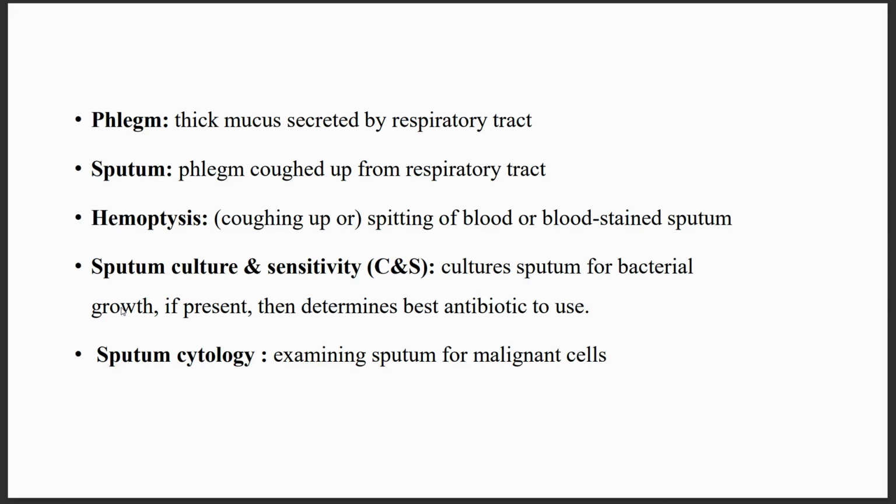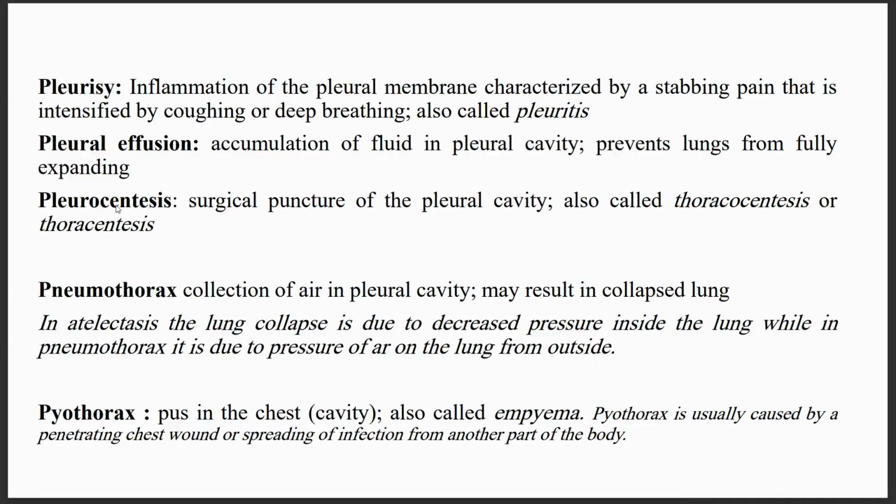And then pleurisy. This is inflammation of the pleural membrane characterized by stabbing pain that is intensified by coughing or deep breathing. This is also called pleuritis. And then pleural effusion: accumulation of fluid in the pleural cavity, which prevents lungs from fully expanding. And then you have pleurocentesis. This is the surgical puncture of the pleural cavity. This is also called thoracocentesis, or thoracentesis.